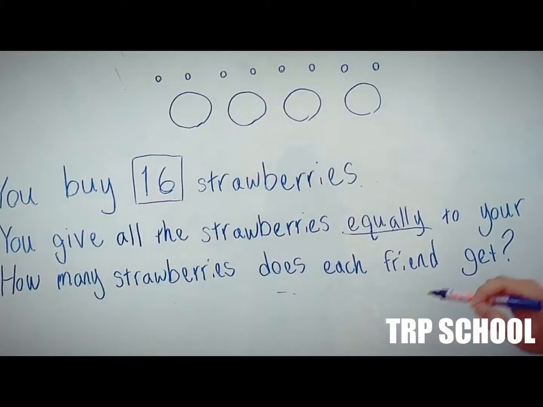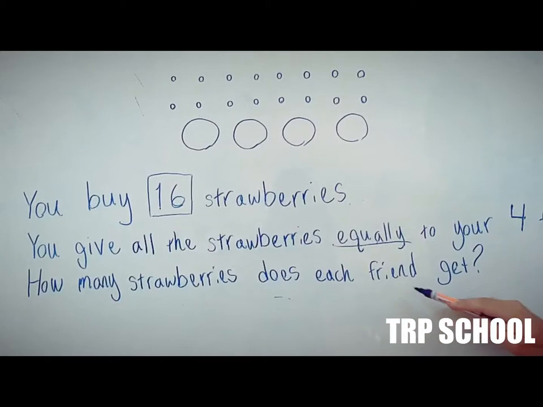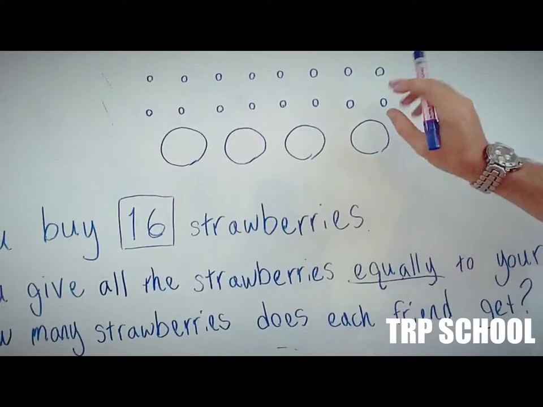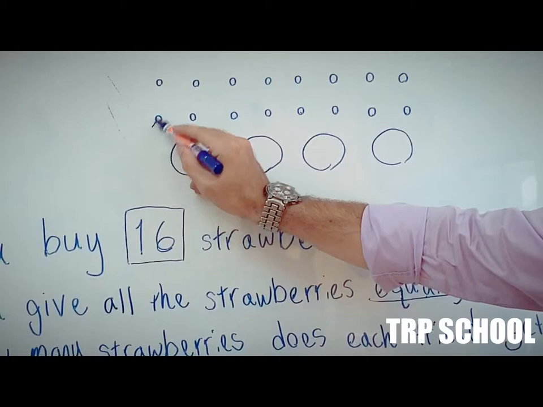Let's read the last sentence. How many strawberries does each friend get? Well, let's find out. I can learn by taking 2 strawberries and putting them into each group, and then I could see if I have some left over. 1, 2. I'm gonna cross these out because I'm done with them.